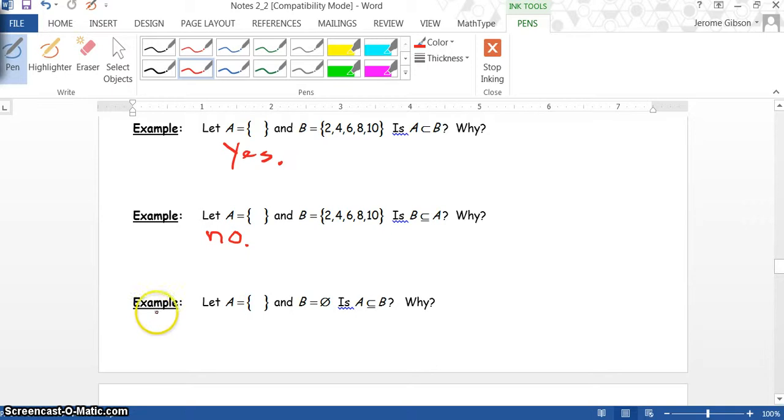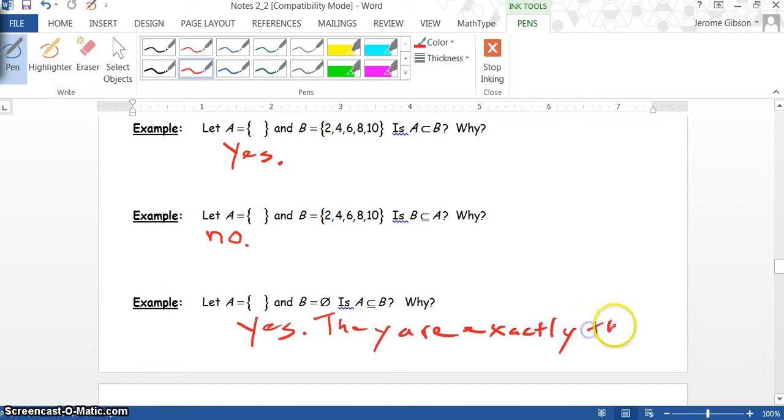Okay, now we come to the next example. It says let A equal the empty set and B equal the empty set. Is A a subset of B? And it'll be yes. The reason is they are exactly the same. Actually, we could put: the sets are exactly the same. So that is your explanation for this example.